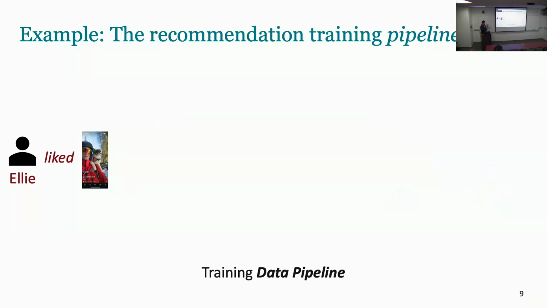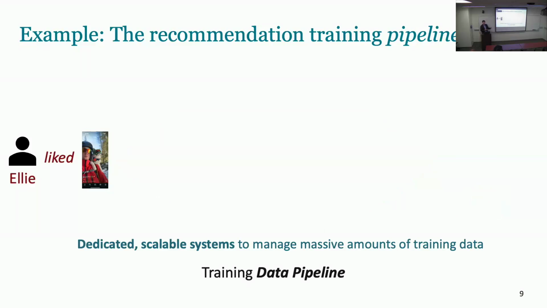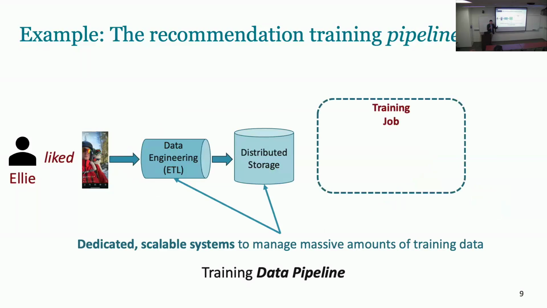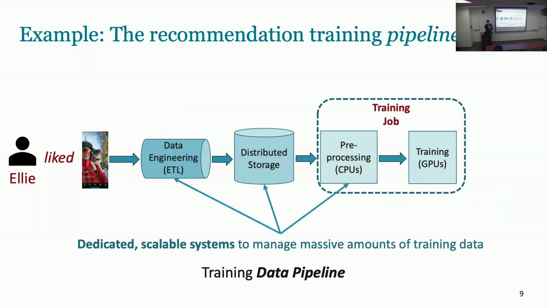So just like the inference pipeline, we need a training pipeline as well. And this training pipeline similarly has dedicated scalable systems that take, again, this raw data, engineer it into data sets, store these massive data sets, and then for each training job, process data throughout the lifetime of the training job to generate tensors, which go into the GPUs. And of course, the GPUs train the final model that's deployed back into production.